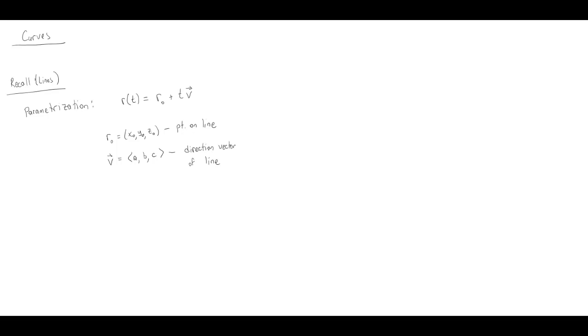Okay, so in terms of the components of R0 and V, you could also write this in terms of the x, y, z coordinates. It would be like x0 plus at, y0 plus bt, z0 plus ct. And then these gave us the parametric equations for a line. You guys remember that? Okay.